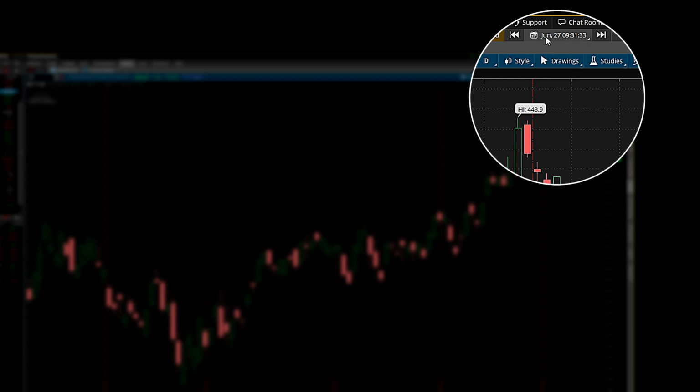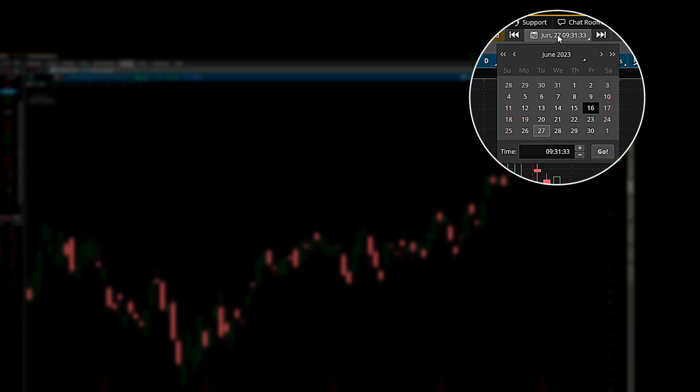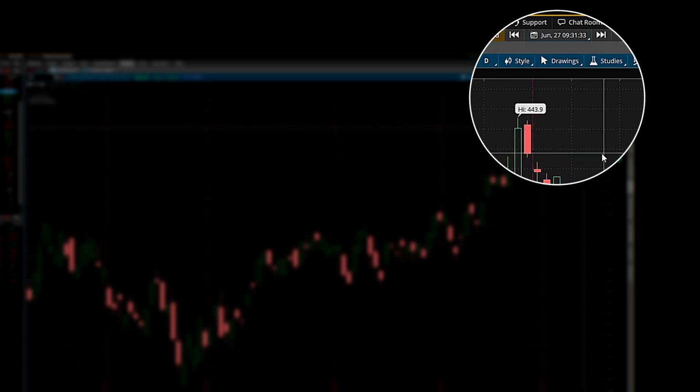So now what we're going to do is right over here in this box, this allows us to set the date and the time from which we want to simulate the market data. So for this example, we're going to go June 27th, 9:31 a.m. Go ahead and hit go.